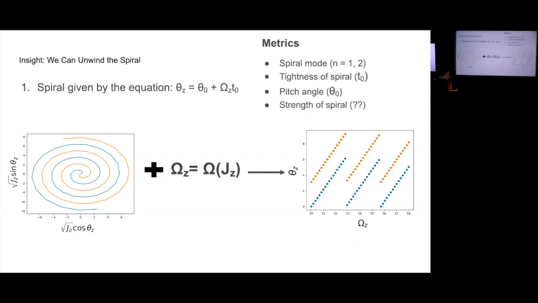So this gives us some actual numbers for the different metrics I was talking about earlier. You can have the spiral mode, n equals 1 or 2. You can, in theory, have higher modes, but we really just focused on the first two. Tightness of the spiral is just t naught, your time since interaction. Pitch angle is going to be your theta naught, your initial offset. And in this simple model, we don't consider the strength of the spiral, but that's something I'll come back to.